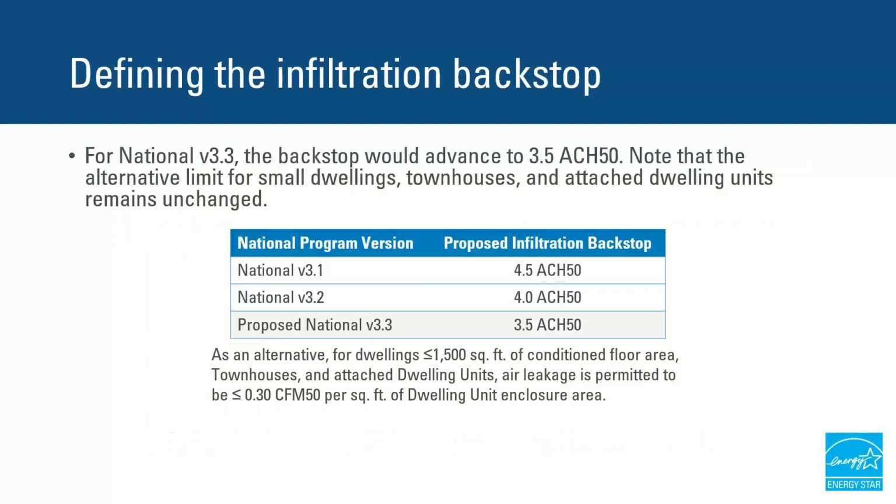Okay, so that's some context. With this new version we're discussing today, we're proposing to advance that infiltration backstop again to 3.5 ACH50. That means that any home certified to this new version must not have a leakage rate above this limit. Note that the alternative limit for small dwellings, townhouses, and attached dwelling units would remain unchanged.